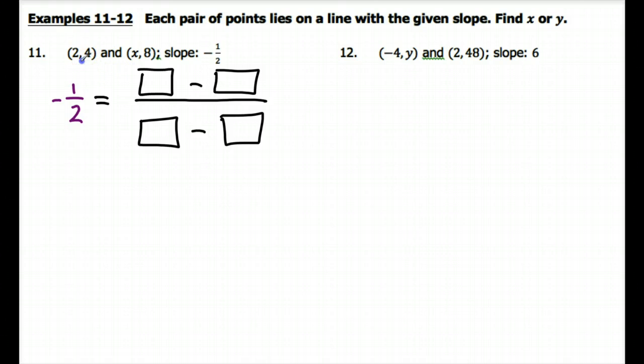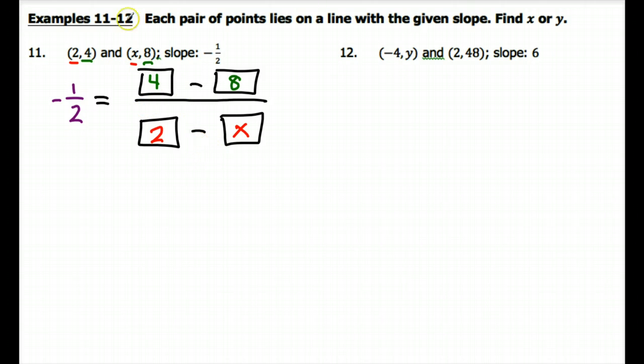I know both of my y coordinates. I have a y coordinate of 4 here and a y coordinate of 8 there. And then for my x coordinates, I know this first one here that corresponds with the 4. This is a 2, so that needs to go down here. The second x coordinate, though, I don't know, so I'm going to plug in an x for that one. So I have -1/2 equals 4 minus 8 all over 2 minus x.